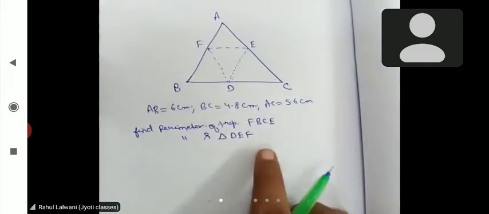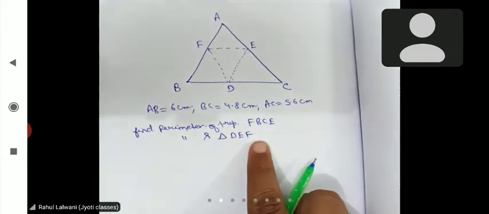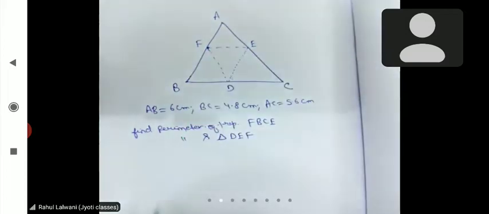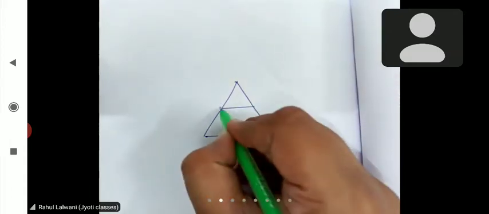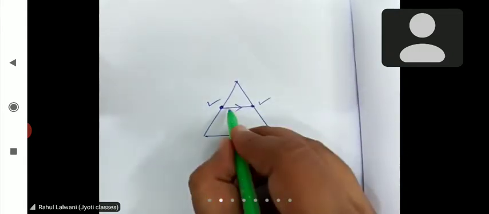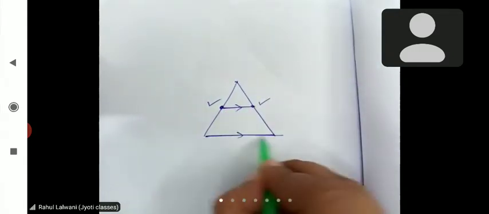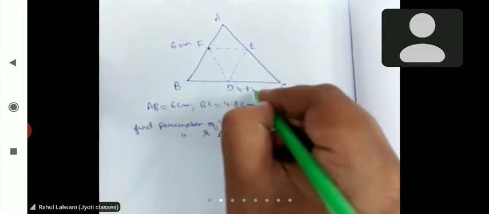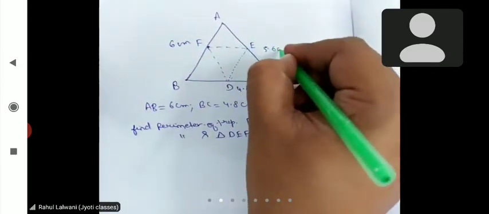What will we do first? We will solve the second part. It is a very easy question. See, what does the midpoint theorem say? The straight line joining the two midpoints of a triangle will be parallel to the third side and will be half of it. If these are midpoints, then this line is parallel to the third side and is equal to half of it. Here AB is 6 centimeter, BC is 4.8 and AC is 5.6 centimeter.